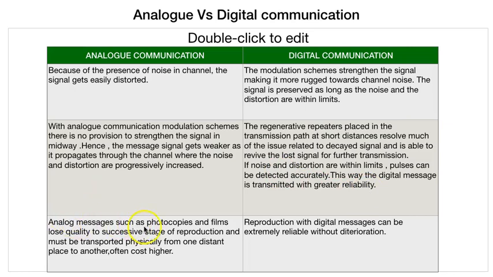Analog messages such as photocopies and films lose quality with successive stages of reproduction. However, such scenarios are not there in digital.